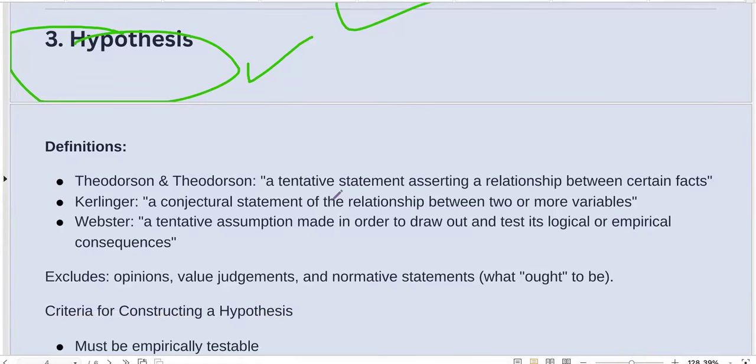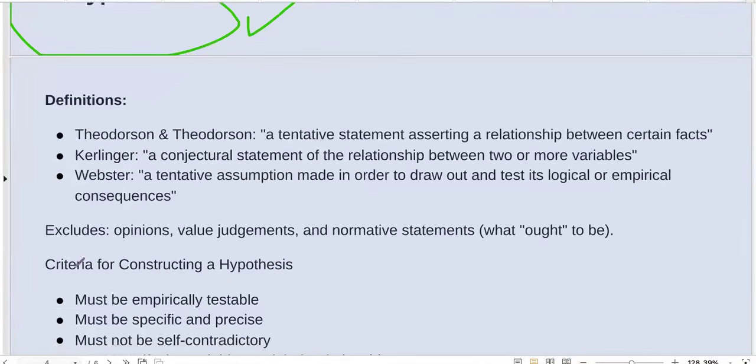Theodorson has given a very beautiful definition: a tentative statement asserting a relationship between two facts, like the example I gave you. Kerlinger has also given a definition: a conjectural statement of the relationship between two or more variables. Webster has also given a definition. You can choose one out of these three and write it in your answers. A hypothesis excludes opinions, value judgments, and normative statements. Normative is what should happen, what can happen. You are not doing that. We are not here for moral judgments.